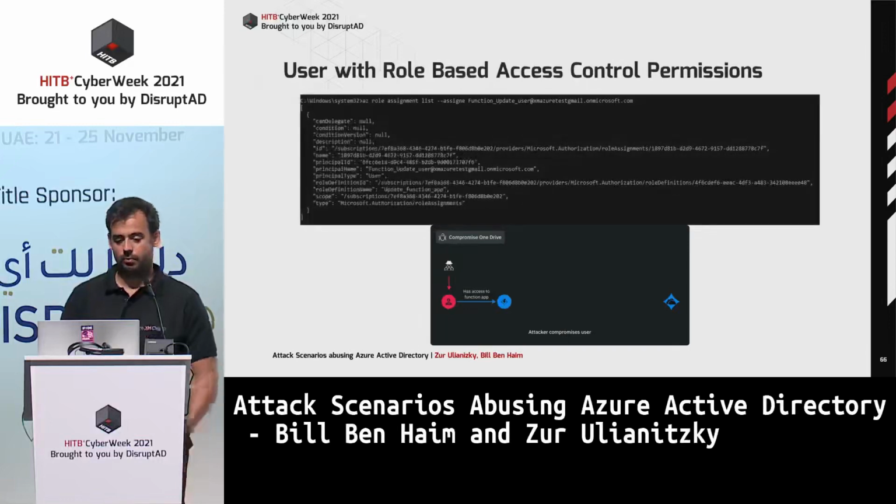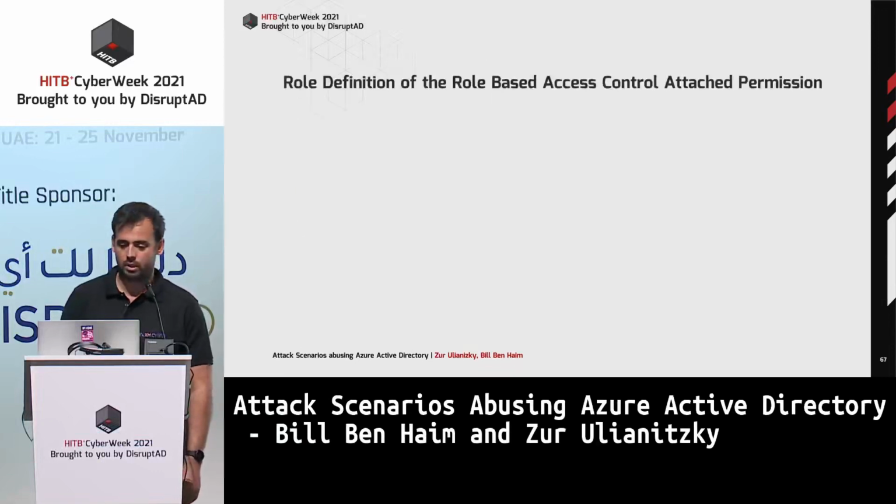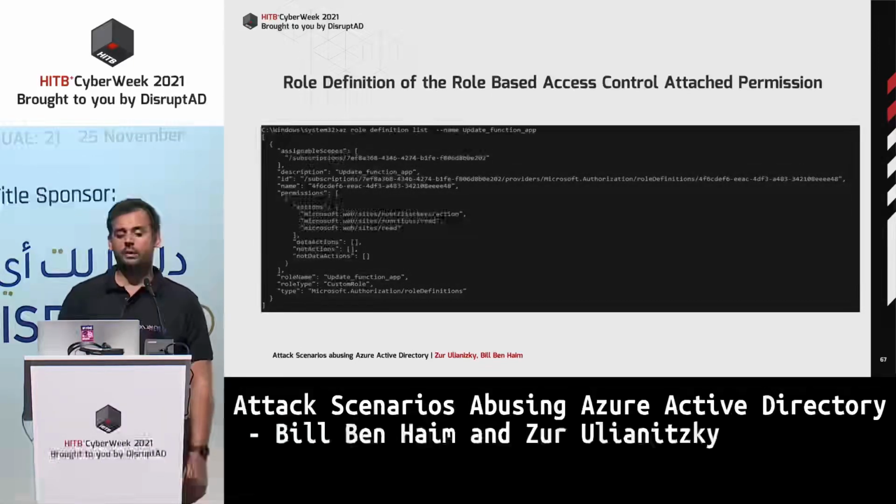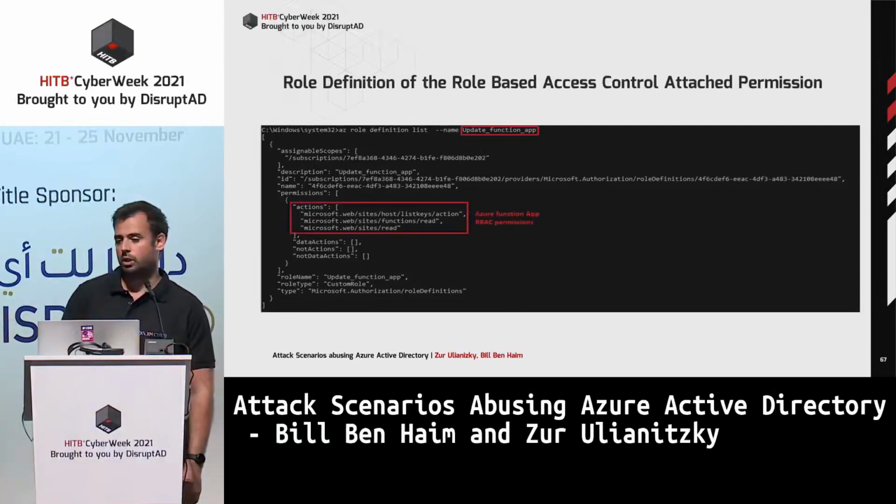So, the attacker compromises the user account. In this case, it's the function update user, and lists his current permissions. He then discovers that this account has the custom role definition called update function app. He then enumerates that update function app role in order to discover its current permissions, and discovers that the permissions are related to the function app service.